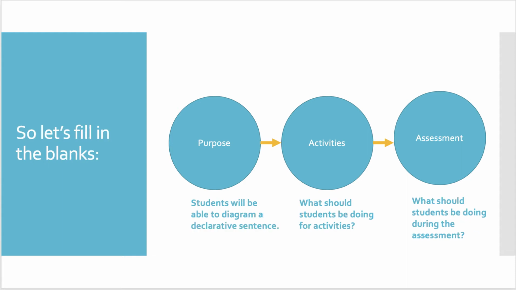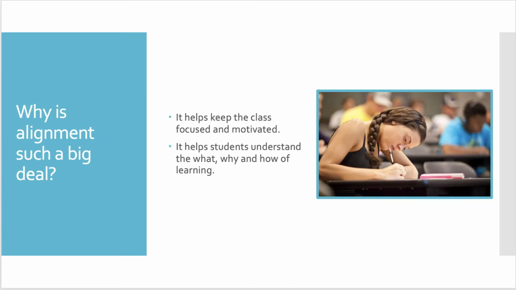As another example, if we write an objective that says that students will be able to diagram a declarative sentence, then during that lesson, what should the students be doing during the activities? And during the assessment, what should the students be doing in that instrument? Did you answer diagramming declarative sentences? If so, you would be correct. In all three of those elements, students have to be diagramming the declarative sentences.